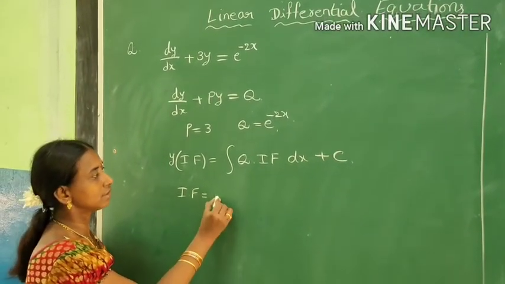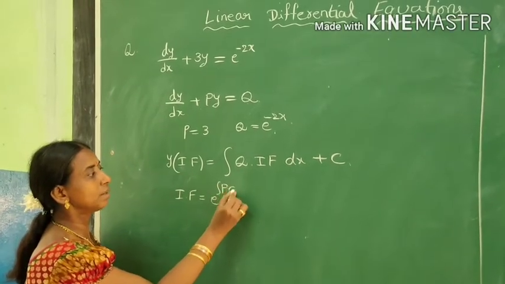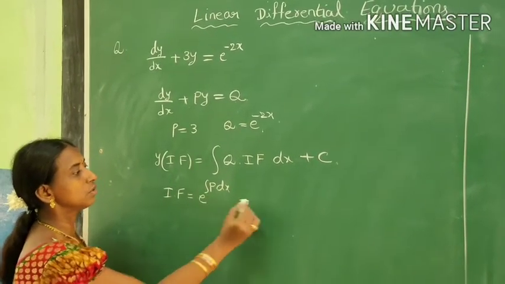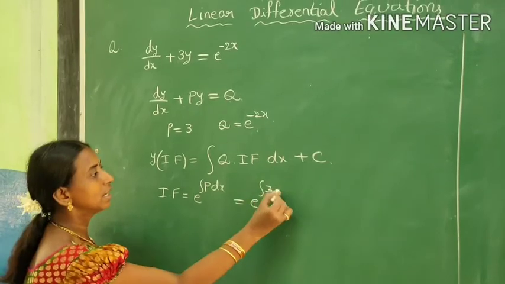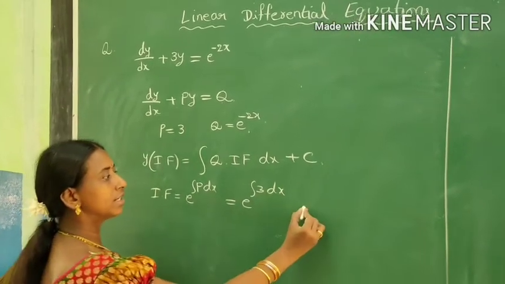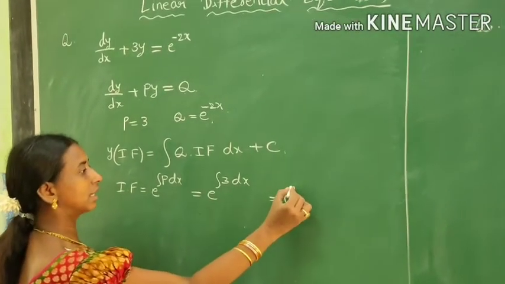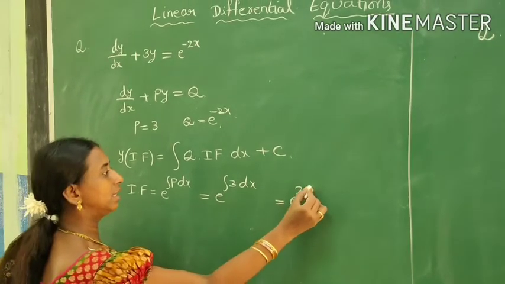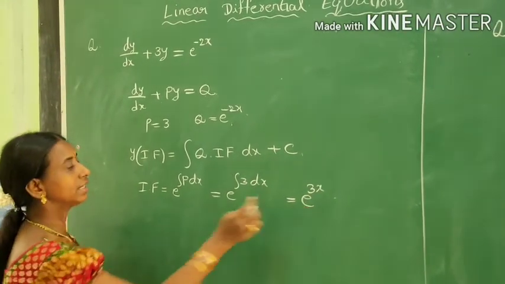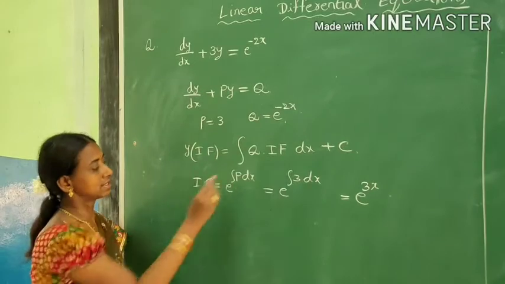Integrating factor is equal to e power integral p dx, that is equal to e power integral 3 dx. So integration of 3 is 3x. So the answer is e power 3x. This is the integrating factor. Now come to the answer.